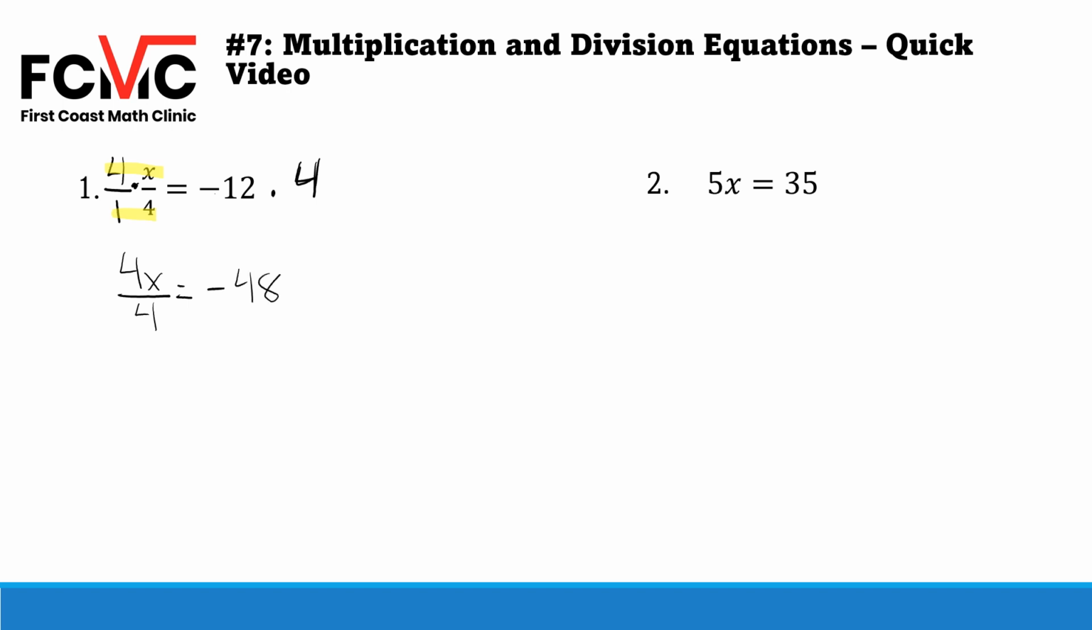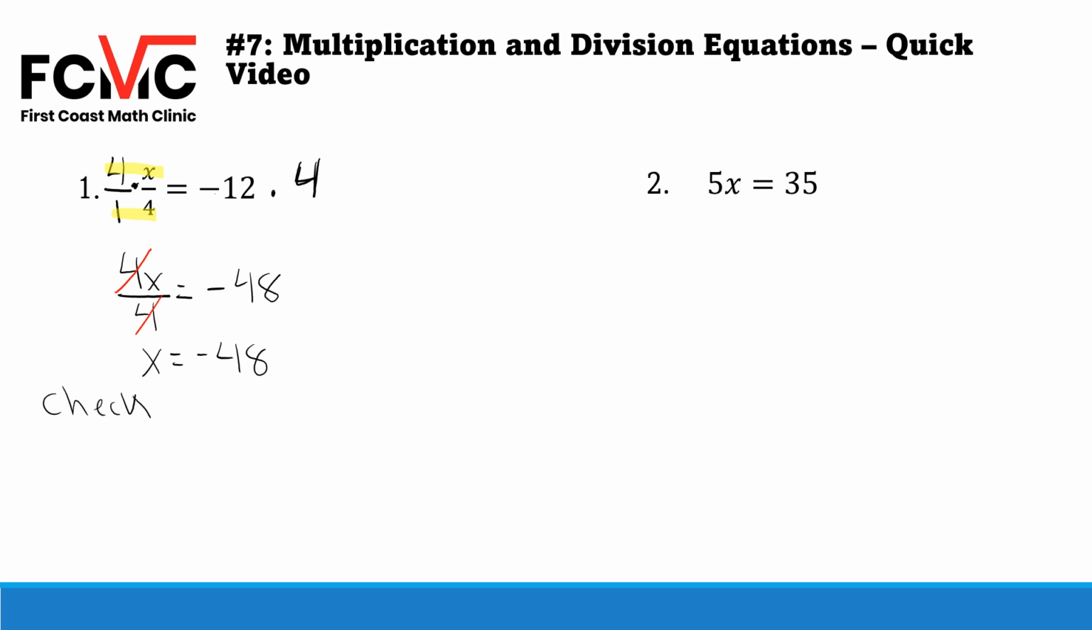Now I've got division, 4 divided by 4, well, what's 4 divided by 4? It's just 1, but again, if I'm multiplying or dividing by 1, do I need to write the 1 in? I don't, because multiplying and dividing by 1 doesn't change anything, so I can write this as just x equals negative 48.